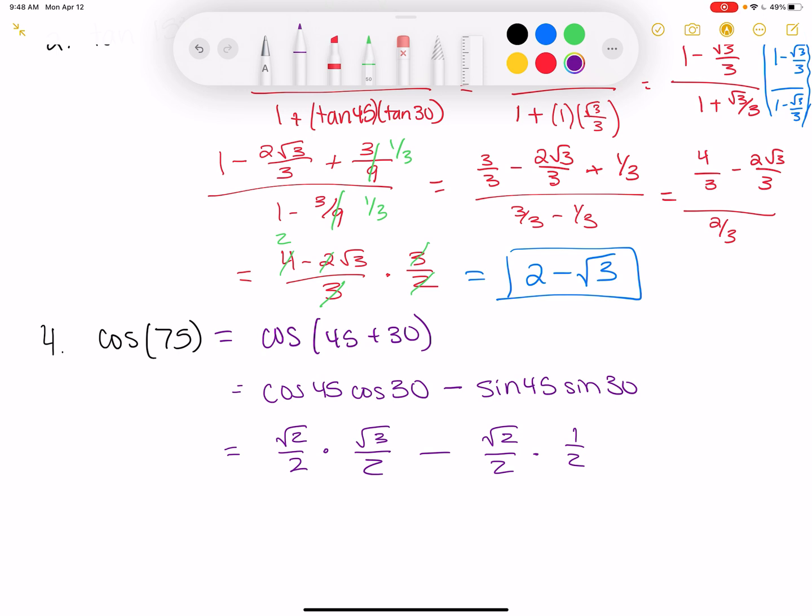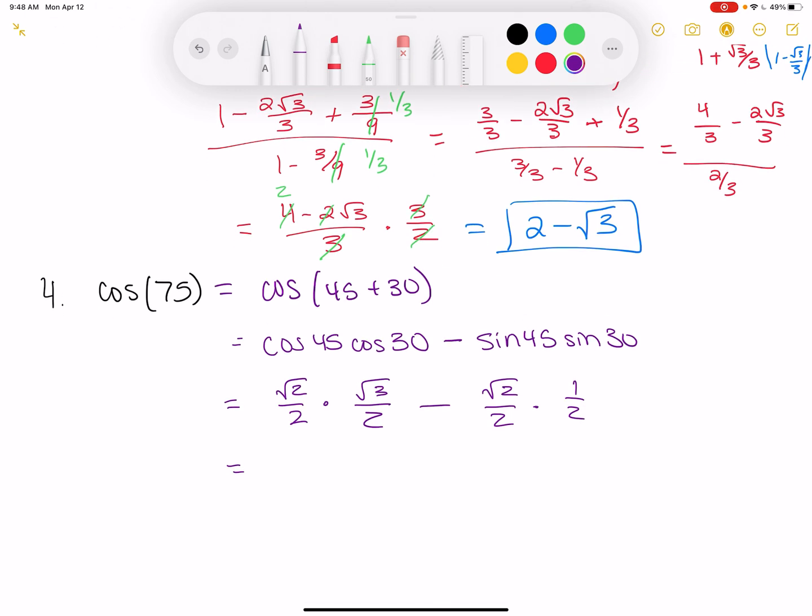So over here, what does this left side give me? Root 6 over 4. Okay, we have to multiply the top and the bottom. Minus, over here, root 2 over 2 times 1/2 gives root 2 over 4. What does that give me now?